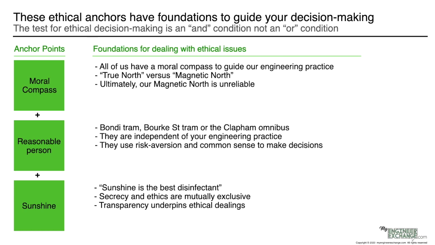So these ethical anchors that I talk about have foundations. And the first point I want to make before we come on to those is that for the 3 anchor points I've discussed, there's an and condition that applies. It's not an or condition. So you need a moral compass, and you need a reasonable person, and you need some sunshine. So all 3 of these are required to ensure that you can progress to an ethical outcome, whatever dilemma you are facing. So on the moral compass side of things, as I said, everyone's got one of these, and it's available to us to guide our engineering practice.